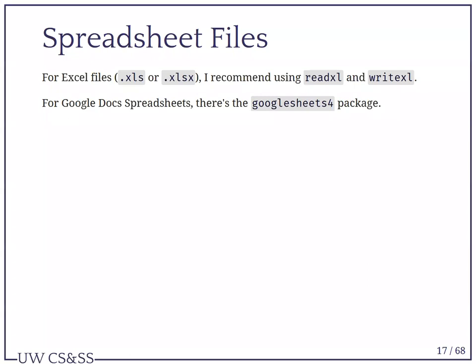Okay. For Excel files, that is .xls or .xlsx, I recommend using the readxl package as well as the writexl function. For Google Docs spreadsheets, there's the googlesheets4 package. googlesheets4 has gotten a lot better, I'd say, in recent years. And it allows you to download things that you're working on in a Google Sheet straight into R. And so that's been really useful recently for me with this project that I'm working on with a bunch of people, where they're constantly updating this particular Google Sheet with these different qualitative coding strategies.